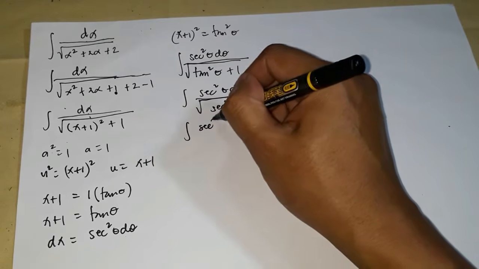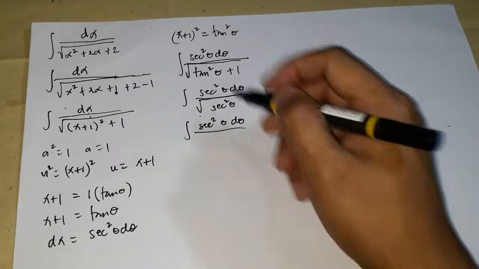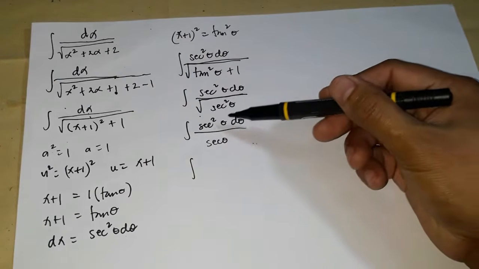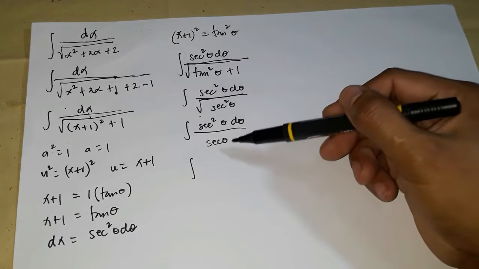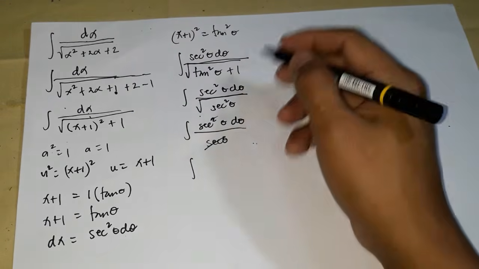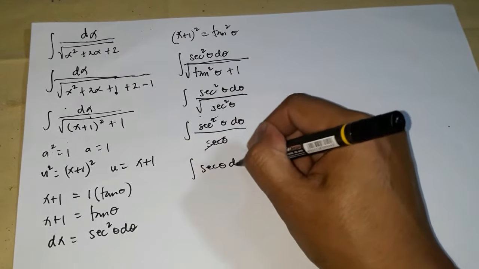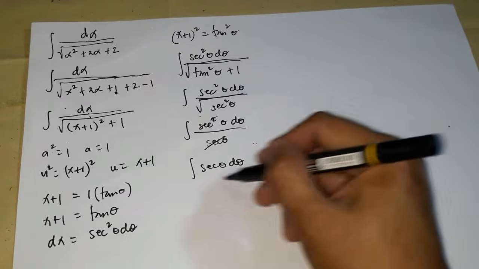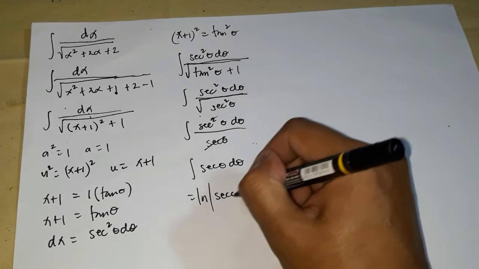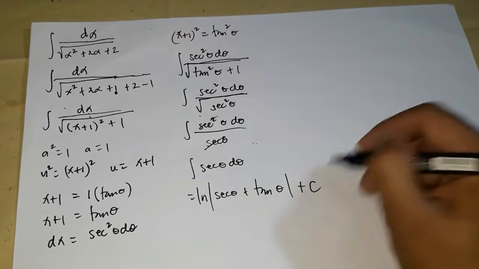And then continue. The square root of secant squared theta is secant theta. Looking at the numerator, you have secant squared theta, and in the denominator, you have secant theta. So you can cancel, and that will become secant theta alone, secant theta d theta. Integrating this, you have ln of secant theta plus tangent theta. Then you can now add c.